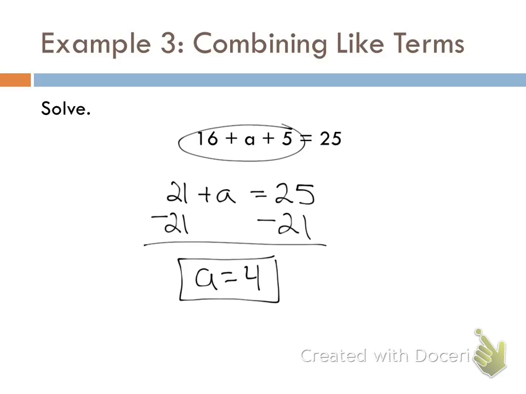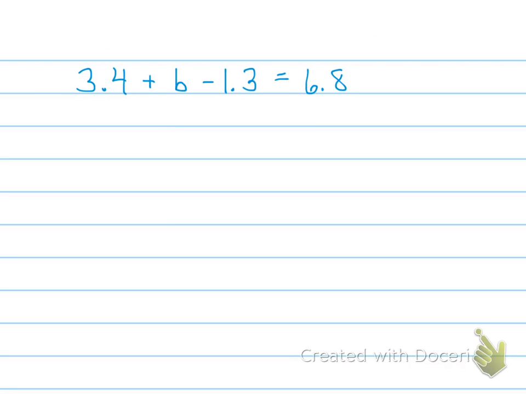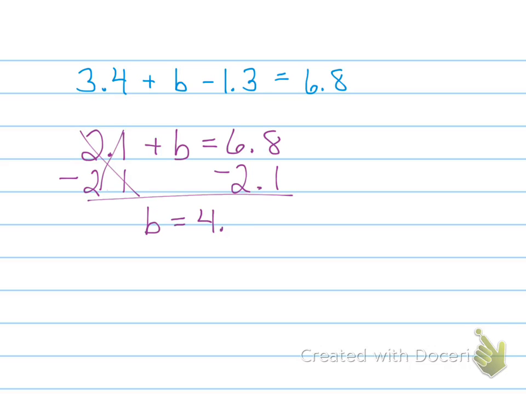Can you do a couple? Can you do one with decimals? Yes, you can. All right, guys. 3.4 plus b minus 1.3 equals 6.8. Try to solve this. Okay, 3.4 minus 1.3 is 2.1 plus b. Now I subtract 2.1. B is 4.7.